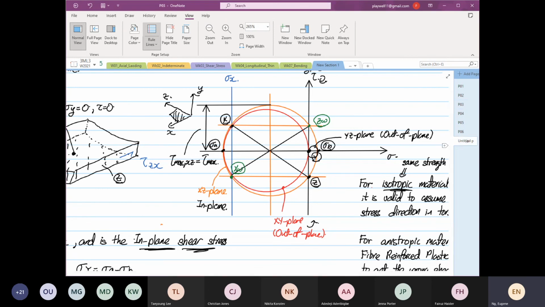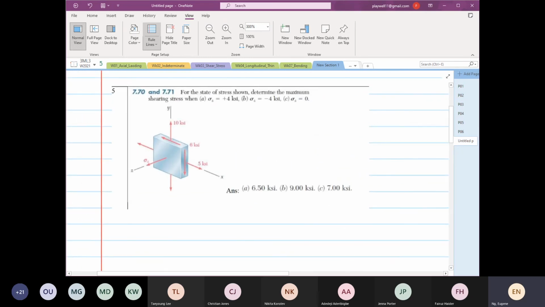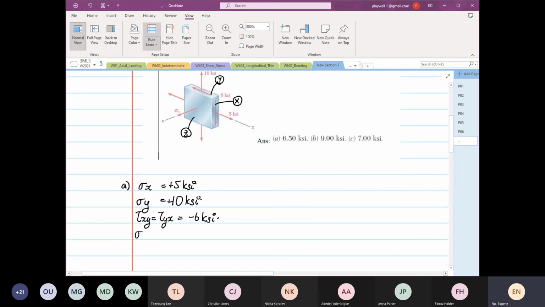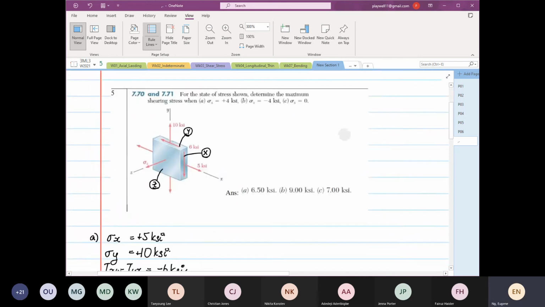Okay, so let's do it. I'm going to call this point X, point Y, and point Z. I'm just going to use the Mohr circle solution. I don't know what they do. I'm applying what my teacher taught me. So we know that for A, stress X is equal to plus 5 ksi. Stress Y is equal to 10 ksi. Shear XY is equal to shear YX, and this is equal to minus 6 ksi, but whether plus or minus does not matter. And then for A, stress Z is equal to what? 4 plus 4.